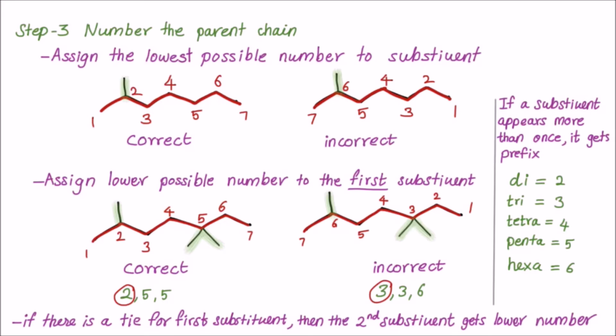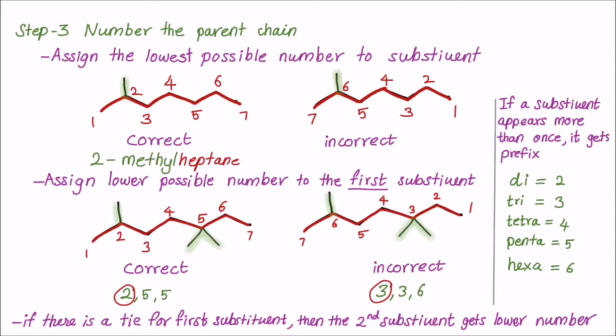And if a substituent appears 2 times, it gets the prefix di. If it's 4 times, then it's tetra. And if the same substituent appears 5 times, we have to give the prefix penta. Okay, right.